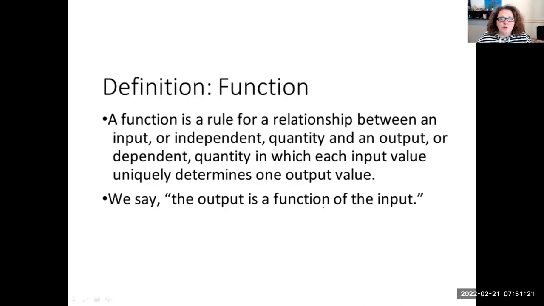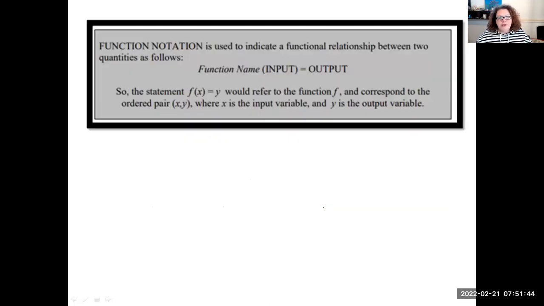A function is a rule for a relationship between an input or an independent quantity and an output or a dependent quantity, in which each input value uniquely determines one and only one output value. And we say the output is a function of the input. All right, so here's where we get started really.